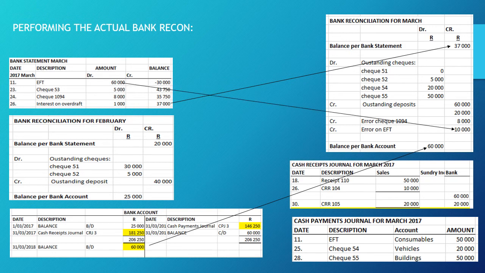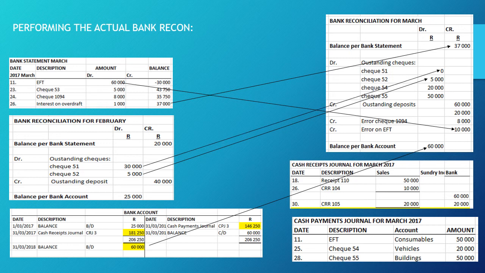Then we need to correct our EFT amount mistake. In our bank statement they had recorded 60,000, whereas in our cash payments journal we had recorded 50,000 Rand. In this case, we will assume that the entity itself is correct and thus the bank recorded an incorrect amount in their books. So we will correct this by crediting it by 10,000 Rand in our bank reconciliation. Then check number 52 is still outstanding at the end of the year, so it will be recorded under the outstanding checks on the debit side.